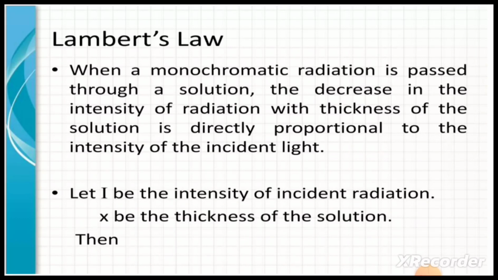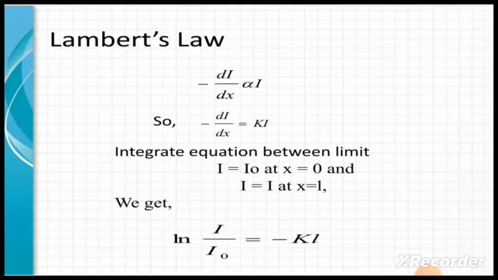Now I talk about Lambert's law. First of all, the statement of Lambert's law: when a monochromatic radiation is passed through a solution, the decrease in the intensity of radiation with thickness of the solution is directly proportional to the intensity of the incident light. Here let I be the intensity of incident radiation and x be the thickness of the solution. Then minus dI upon dx is directly proportional to I, the intensity of light, so minus dI upon dx equals kI, where k is the constant.